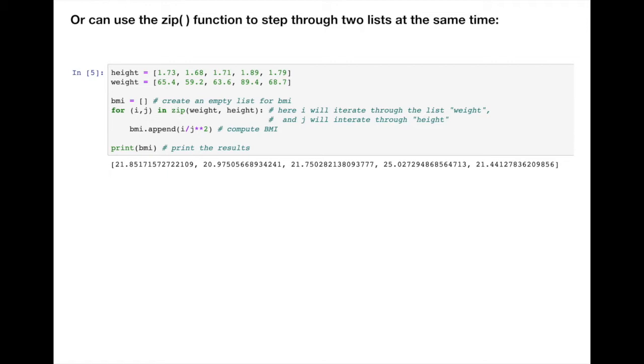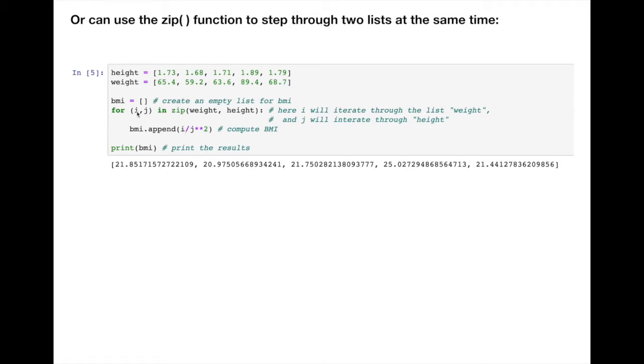Or there's another way you can do more advanced for loops using the zip function, which is actually very useful, and allows you to step through 2 variables at the same time. Take a look at this. This is my list of height and weight, and I also create an empty list of bmi. The syntax becomes for (i, j) in zip(weight, height), which means Python knows I'm going to step through 2 lists. So i goes through all the elements in weight, and j goes through all the elements in height using the same indexing.